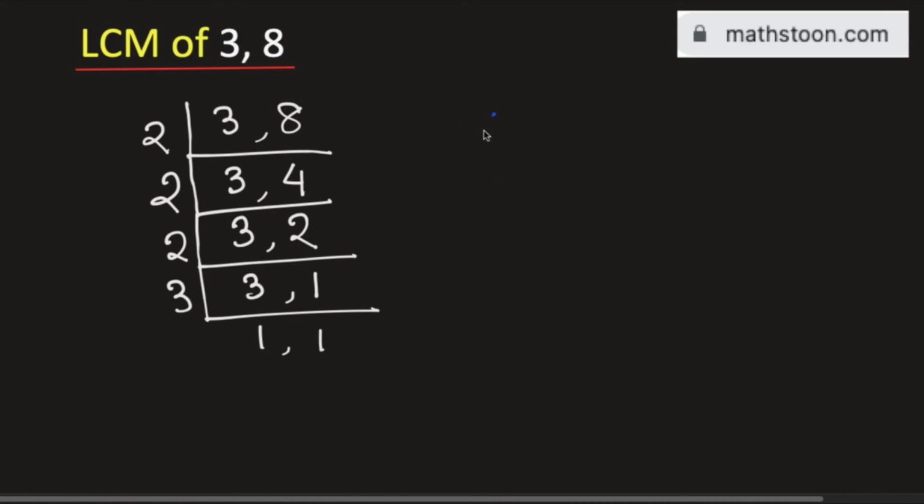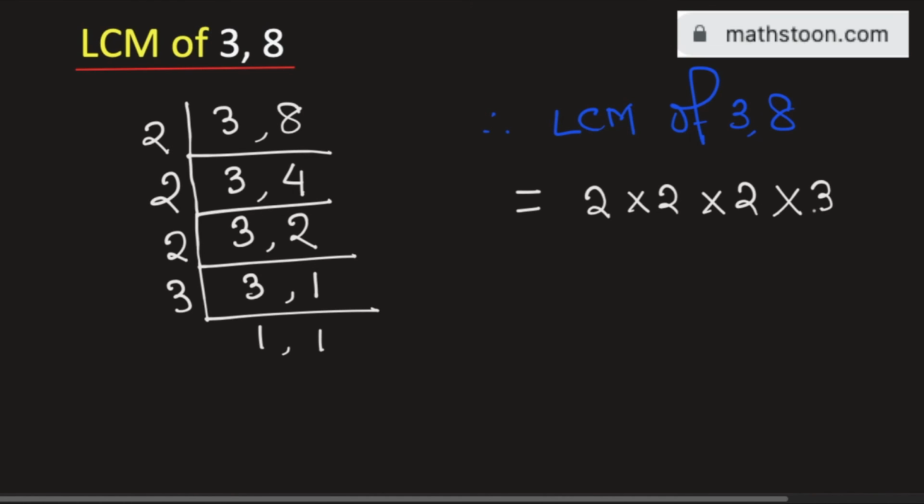And then the LCM of 3 and 8 will be equal to the product of the numbers on the left hand side. That is, it is equal to 2 times 2 times 2 times 3. Multiplying these numbers, we will get 24.